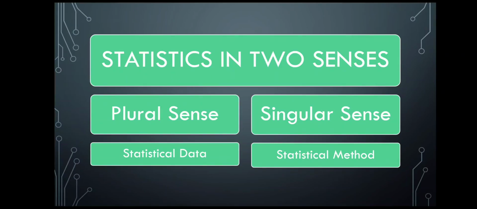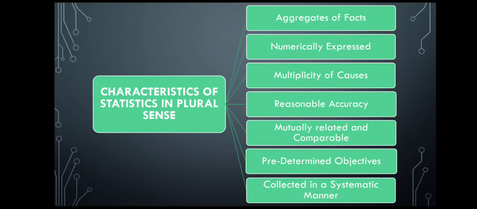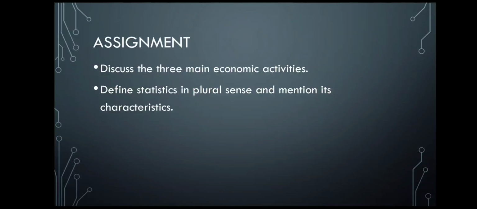Statistics is perceived in two senses, plural sense and singular sense. Plural sense refers to the statistical data, the facts, the figures. Singular sense refers to the statistical method, that is its collection, organization, presentation, etc. The last thing that we studied was the characteristics of statistics in plural sense. These are aggregates of facts, numerically expressed, multiplicity of causes, reasonable accuracy, mutually related and comparable, predetermined objectives, and collected in a systematic manner.